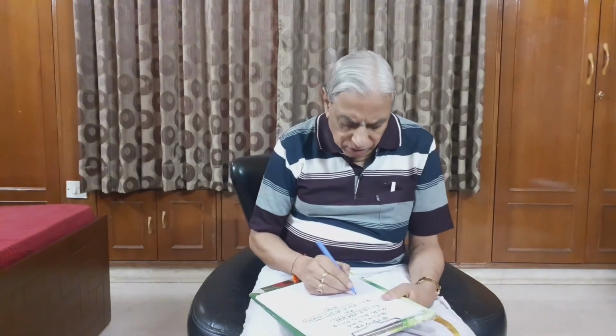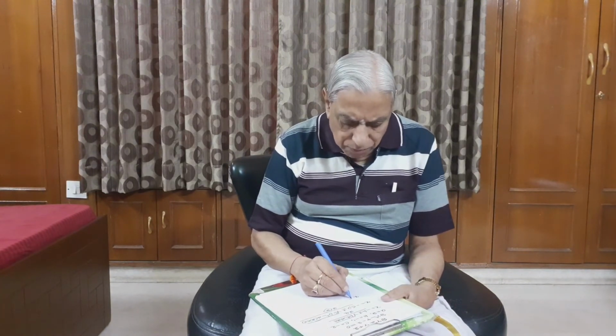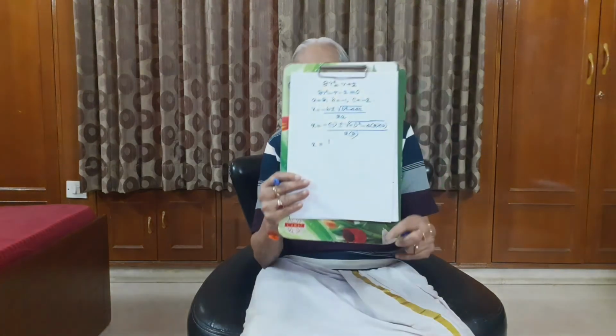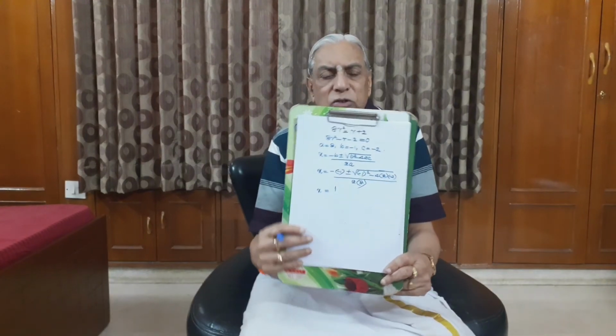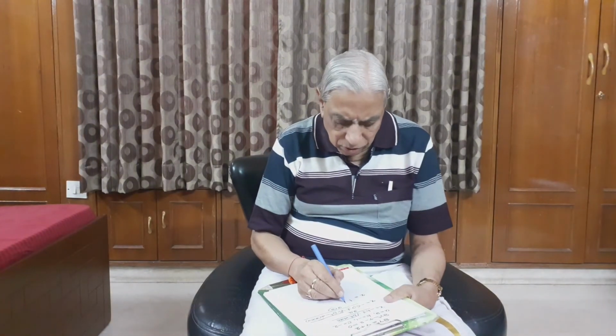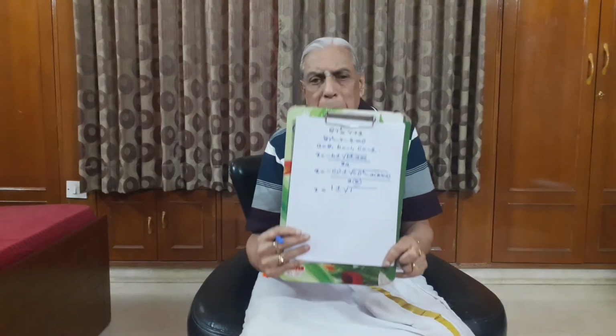Or x is equal to minus of minus 1 means it becomes plus 1. See that? It is plus 1. Plus or minus square root of. What is minus 1 the whole square? It is plus 1. You see that? Minus 1 the whole square is plus 1.